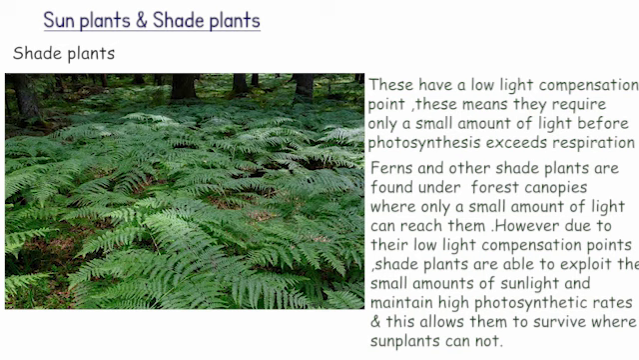Now they also have other adaptations such as large and broad leaves. These increase the surface area for sunlight to be trapped by chlorophyll. They also have thin leaves to ease light penetration. They also have a high chlorophyll density in their leaves, and that enables them to capture enough sunlight. So that's how they exploit these areas with low light intensities. I hope that is clear, and that is what you need to know.